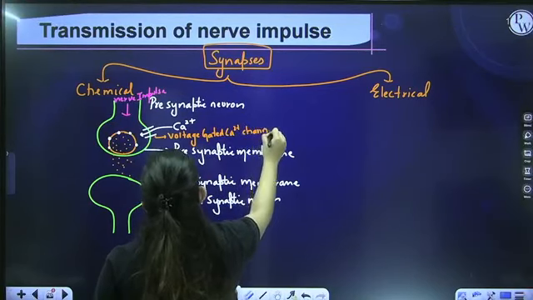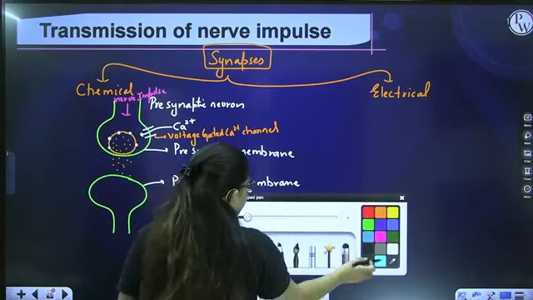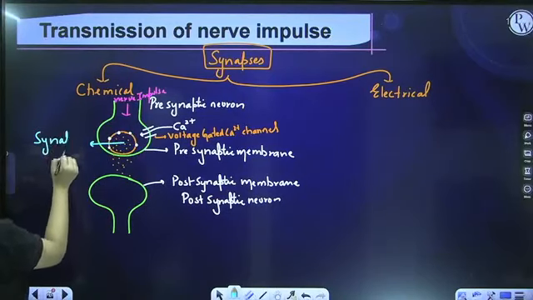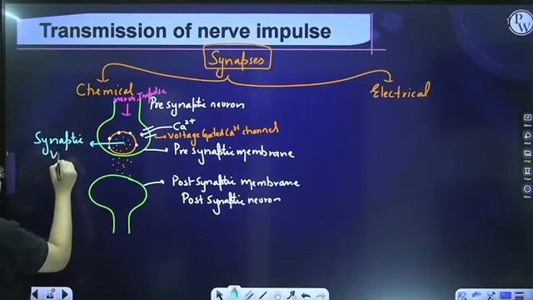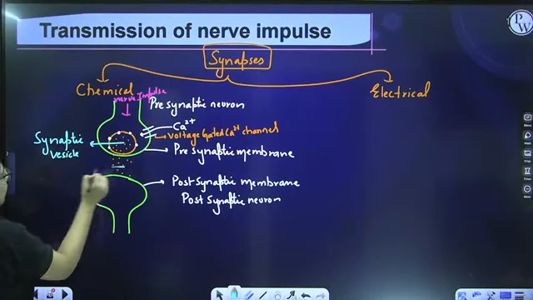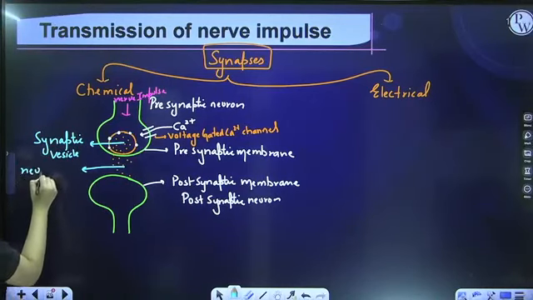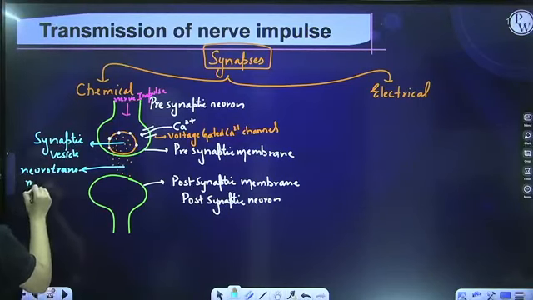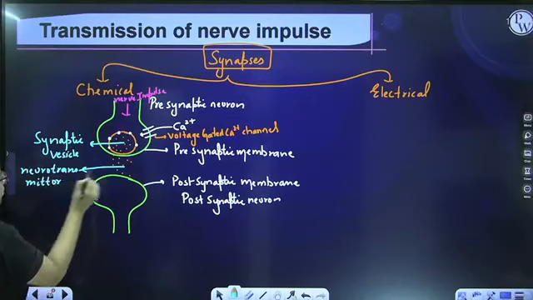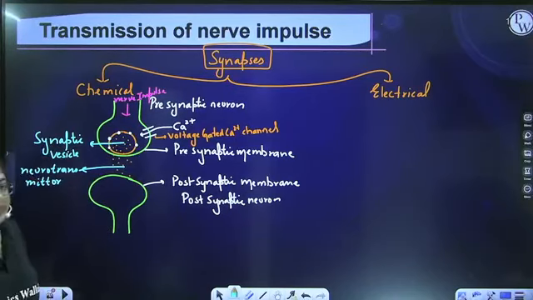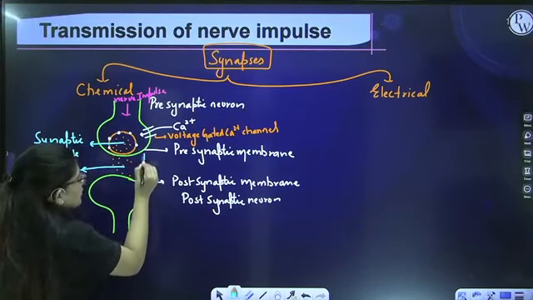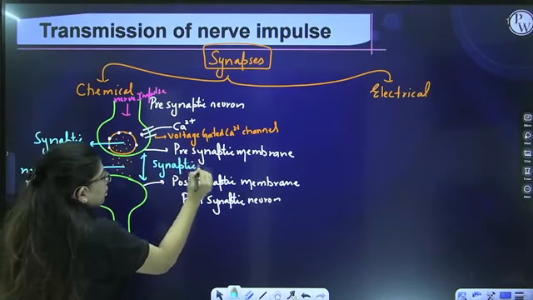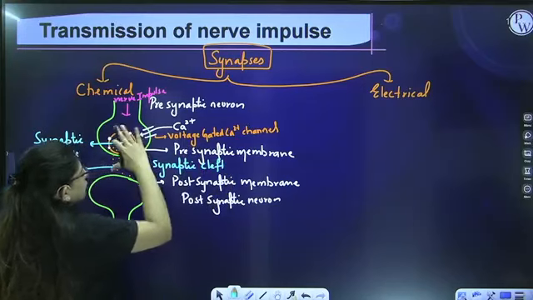Calcium fuses with the synaptic vesicle. What is this? This is the synaptic vesicle. And when the synaptic vesicle fuses with the membrane, it will release the chemical. You call it a neurotransmitter. So the neurotransmitter has been released in this space, and the name of the space is the synaptic cleft. What do you call it? Synaptic cleft.